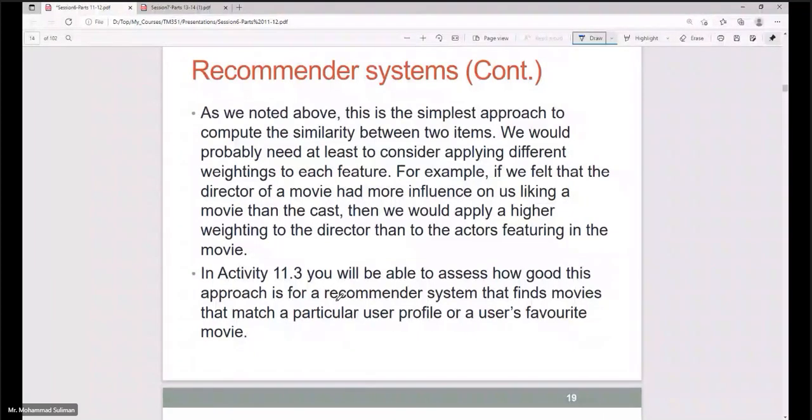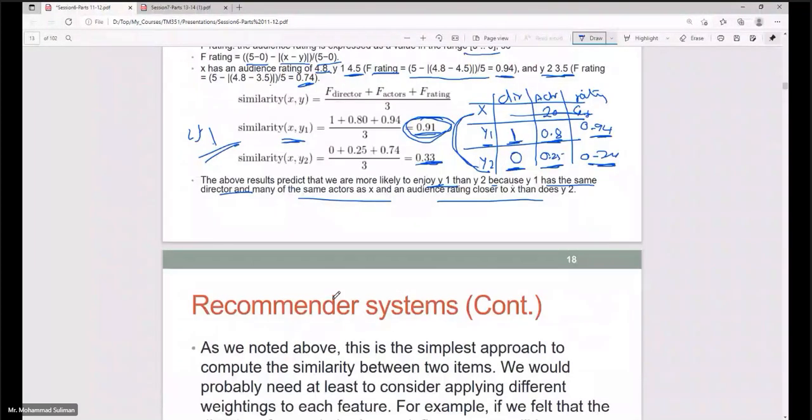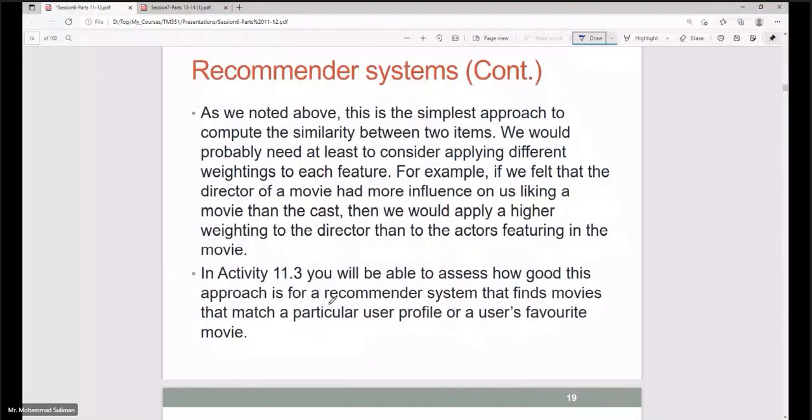For example, what is the role of actors in the movie? So the actor plays the main role. So the weight of actors in the movie is high compared to the other features. For example, when we watch a movie, we say that okay, we like these actors, so we watch the movie. Fine.